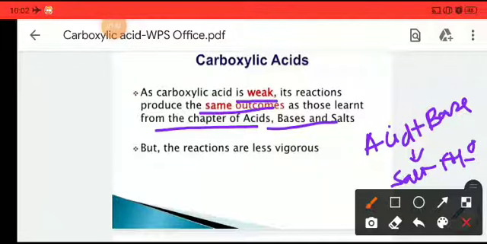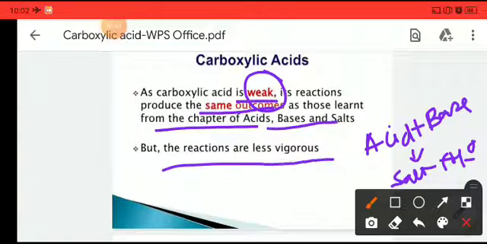But as the carboxylic acid is a weak acid, the reactions are less vigorous than for the strong acids like H2SO4, HCl or HNO3. For H2SO4, HNO3 or HCl, they are the strong acids. When they react with NaOH or certain strong bases, they give a violent reaction, more vigorous in nature. But carboxylic acids are organic acids and they are weak in nature. So, although they will give the same product, the reaction will be less vigorous.